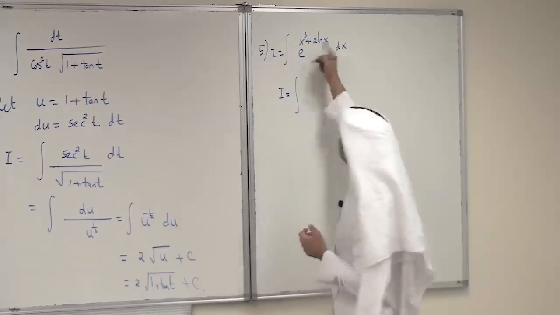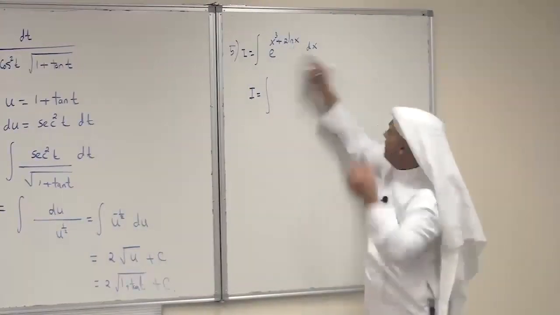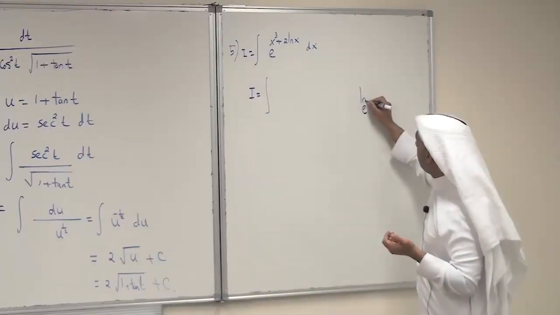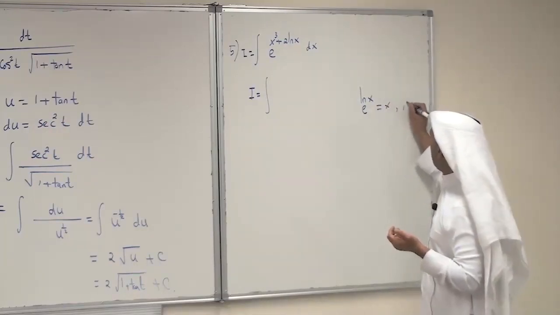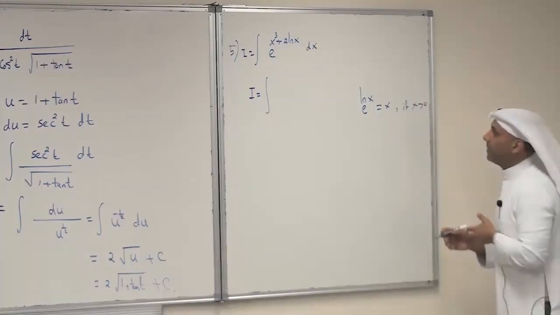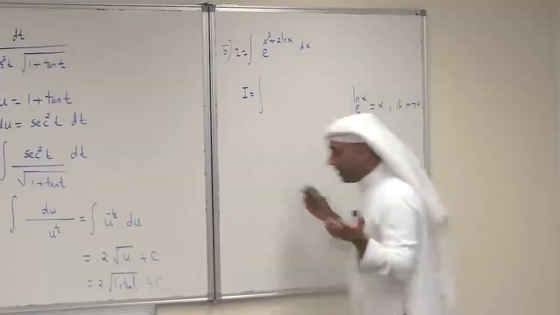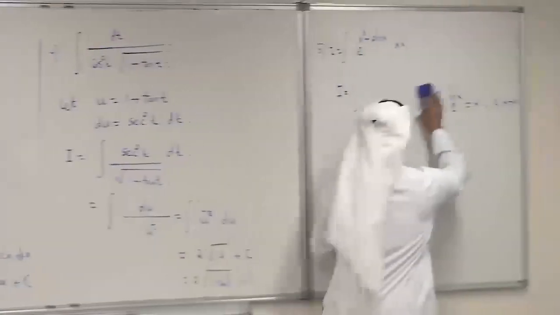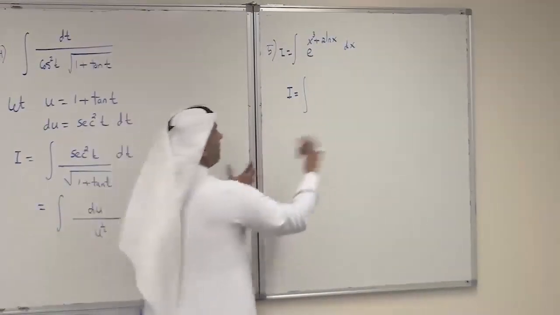Now I will reform the integrand. I have e and ln. So I always remember this: if I have e to the power ln of x, this is always equal to x if we have a positive real number x. So e to the ln x equals x if x is greater than 0. We can always use this property to simplify whenever we have e to the power ln or ln of e. These are always inverses of each other.